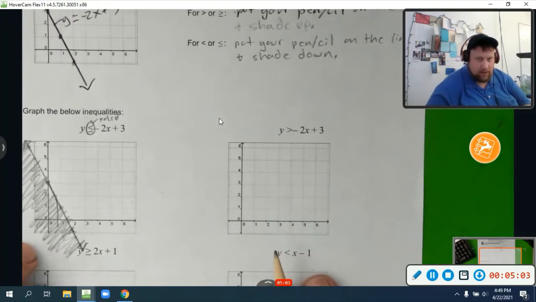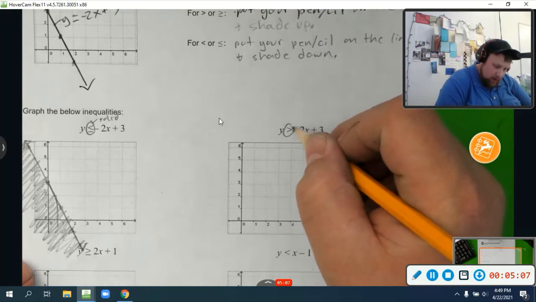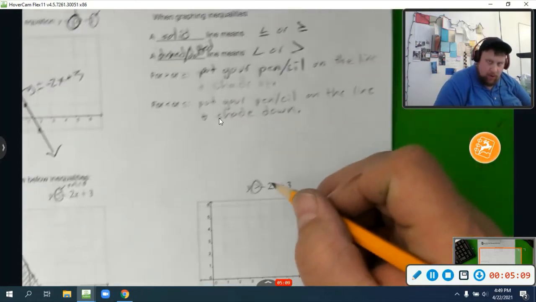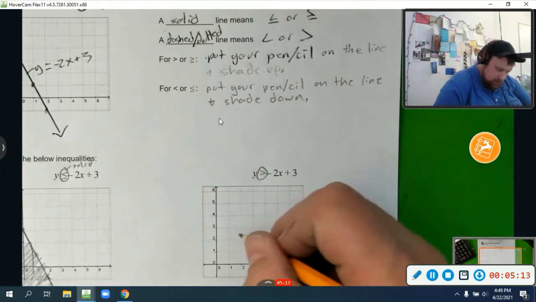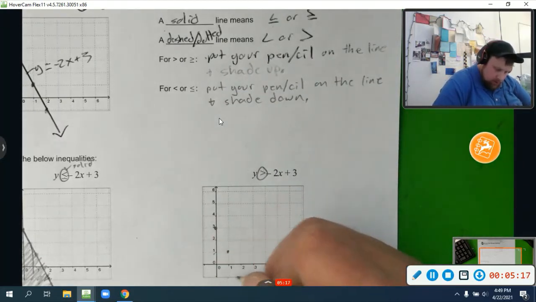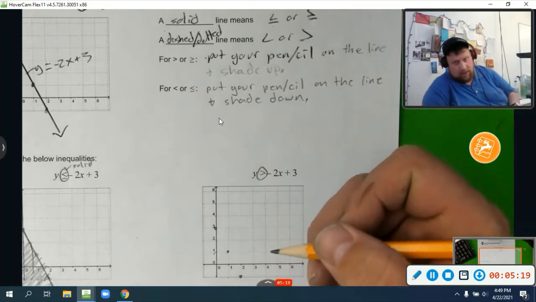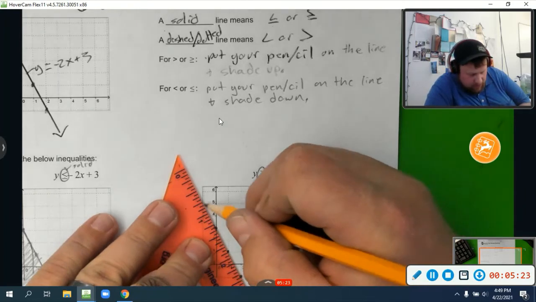All right, let's do the next one. Oh, it looks very similar, except this one's greater than. And what do we do for greater than? Dashed or dotted line. So again, still mark our points. We start at 3, down 2 over 1, down 2 over 1. But don't forget, I have to do a dashed or dotted line. I usually do a dashed.